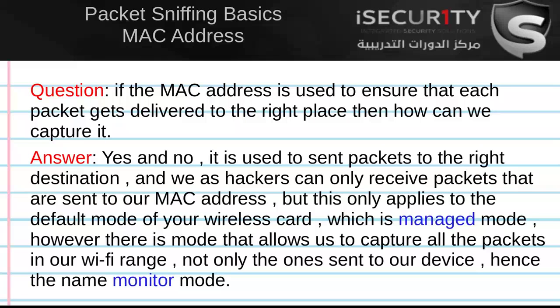So from the previous video, we know that MAC addresses are used to ensure each packet goes in the right direction. It goes from the source to the destination MAC, which is specified in the packet. So if the MAC address is used to make sure that each packet gets delivered to the right person, how can we capture it? Because I said in the first video that we can sniff those packets, capture them, and read all the information that is in these packets.